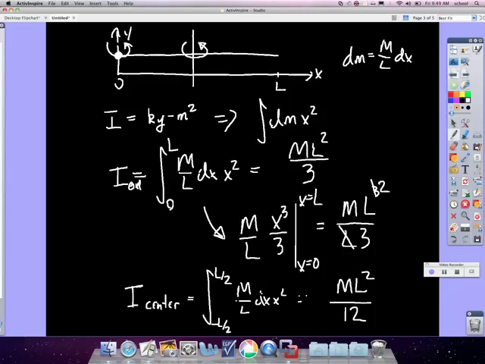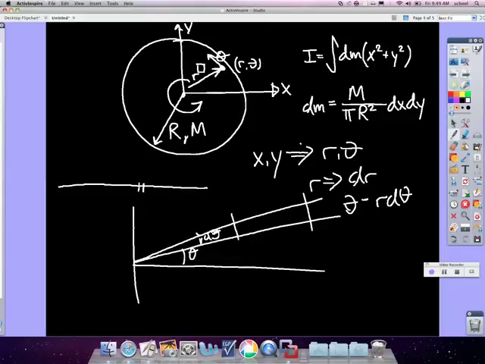So the origin here, and we have a stick sticking out here, and it's rotating like this. Do you guys remember what the moment of inertia for that was?